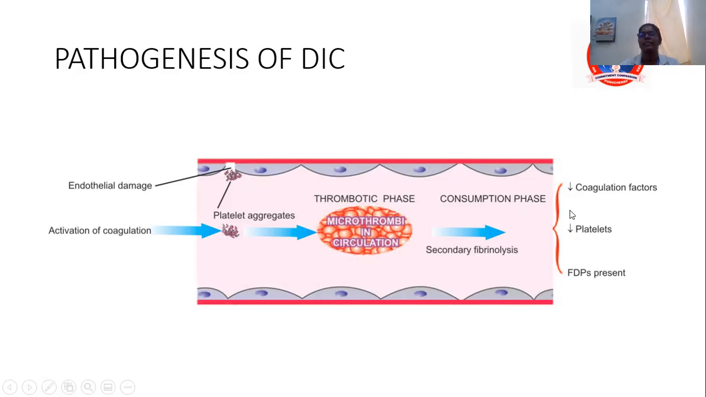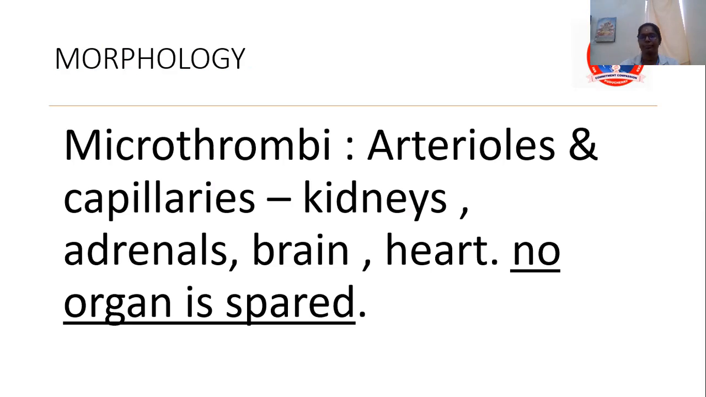In the consumption phase, it takes all the coagulation factors, platelets, everything that is there in the circulation, which is taken by the clot, and it will increase the size of the clot. And as a protective mechanism, secondary fibrinolysis will occur, and it will try to break all the clots. So there is an increase in the fibrin degradation products in the blood. So this is the pathogenesis of disseminated intravascular coagulation.